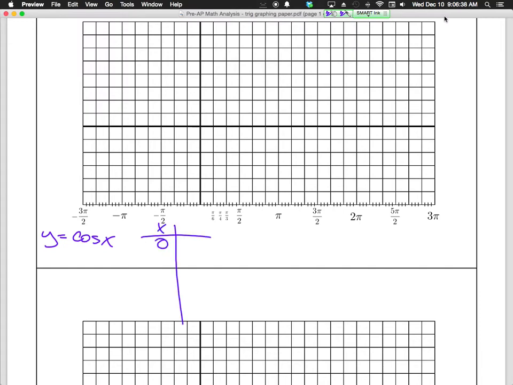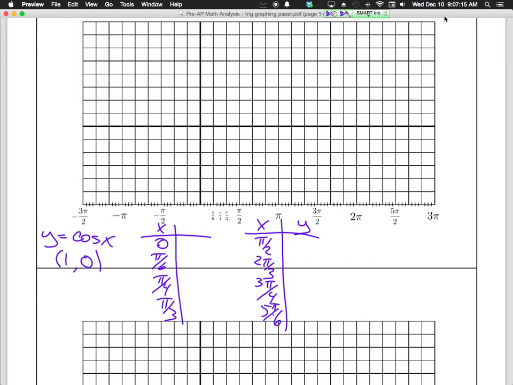So I had x. I need 0. I need pi over 6. I need pi over 4. I need pi over 3. I need pi over 2. I need 2 pi over 3. I need 3 pi over 4. I need 5 pi over 6. So let's get those values. Once we get those values, we'll have a pretty good idea of what this graph will do. So again, what type of angle is 0? Quadrantal. What's my ordered pair there?